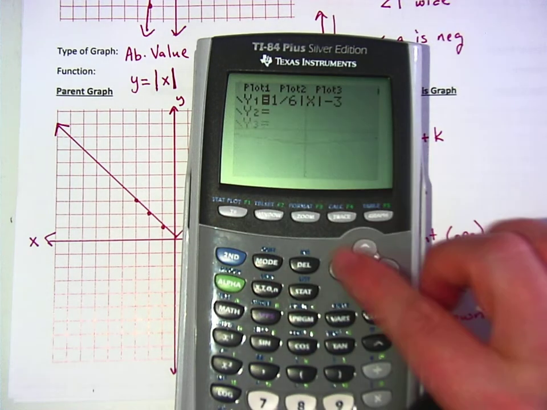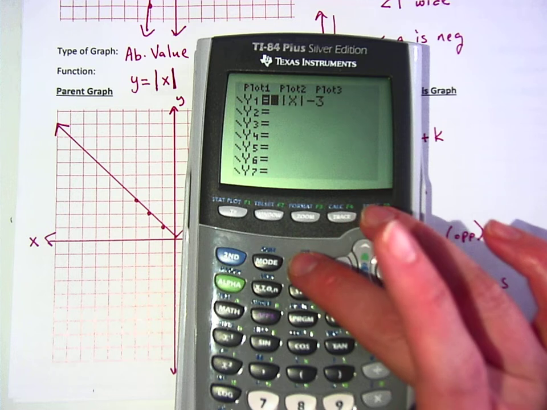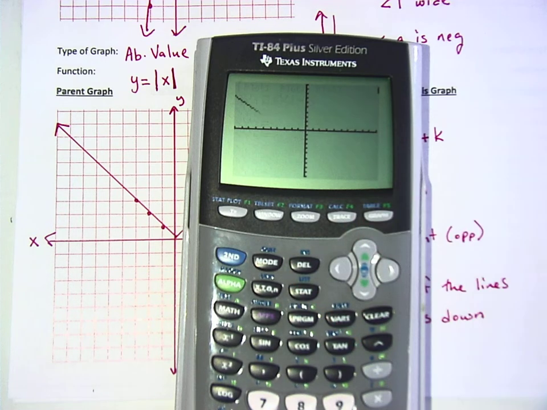If you did not 1/6, and we just did absolute value of X minus 3, it looks more like a V, dropping. The other one was flatter. If you zoomed out a lot, would it look like a V? Yeah. For sure.